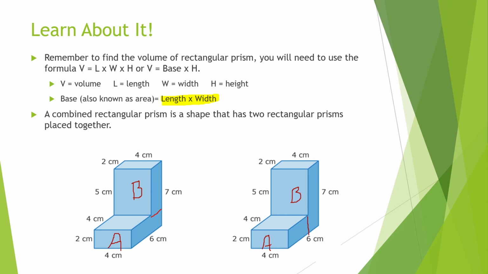So the important thing is that when you do figure out how you're going to partition or separate your prisms, we have to be able to figure out and identify what your length, your width, and your height are for your individual prisms that we broke down.